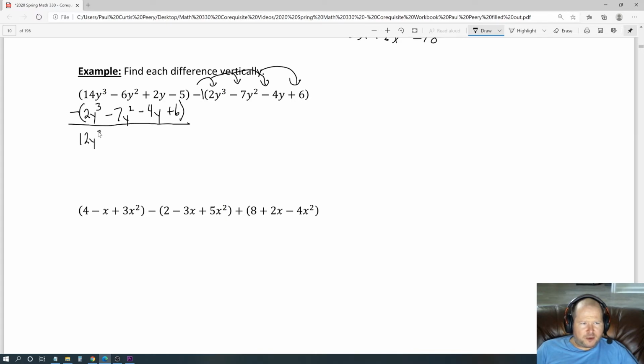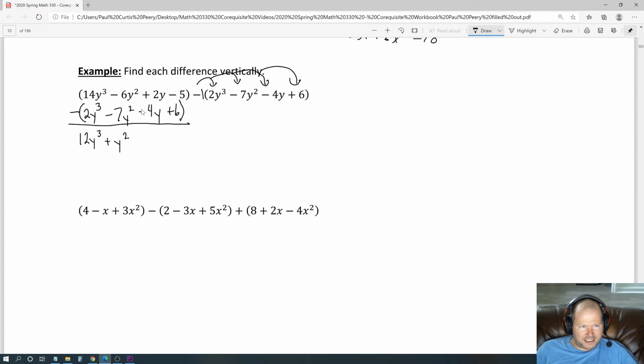I'll finish doing it this way, but I want to point out, if you're not very good with signs, this is not probably the optimal way of doing it. I'll show you another way. Okay, so then we have negative 6y squared minus negative 7y squared. 6 minus a negative 7 is the same as negative 6 plus 7, which gives me a positive 1y squared. And that's where dealing with the signs gets a little more difficult.